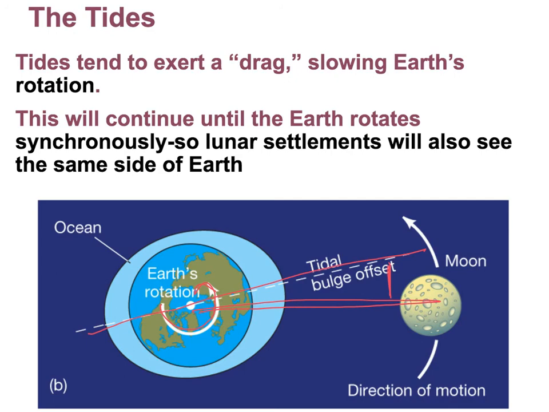So essentially, we will continue to slow until we have also begun to synchronously rotate. So future lunar settlements will see the same side of Earth, just as we see the same side of the moon.